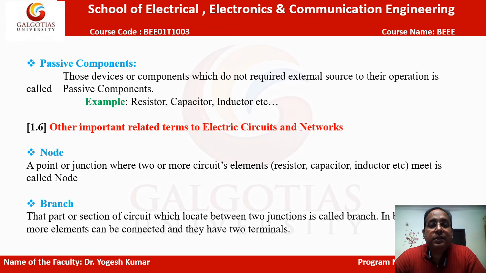Now let's have some idea about its network, having the node, branch, and all others. In the next slide we will see the definition of the node. A node is a point or junction where two or more elements are attached together. Means a node is a junction where two or more components are attached together. Components means the resistor, capacitor, inductor, and other components also. Now what is a branch? A branch is what lies in between two junctions.